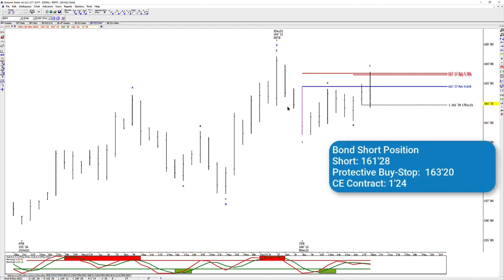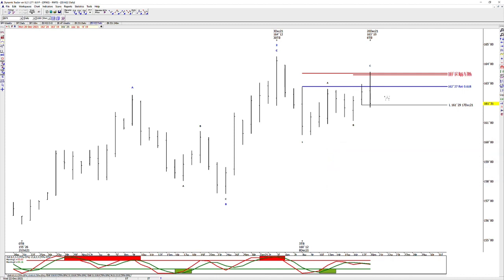We'd be short at 161.28 and with a protective buy stop at 163.20. A fairly wide buy stop. It depends on your account size, whether you would trade futures on this or whether you'd go to the ETF. I'm going to track it as if we're doing a futures trade, because that's usually what I trade on bonds and notes anyway. So a fairly wide stop, so a very small position. So here we are, the daily momentum is still bearish, in an ideal position to have completed an ABC correction.